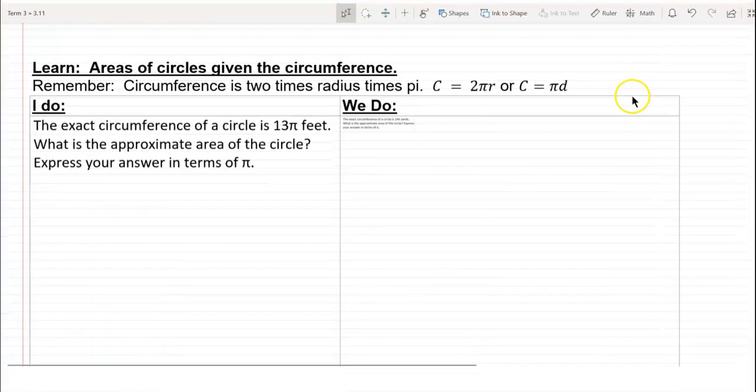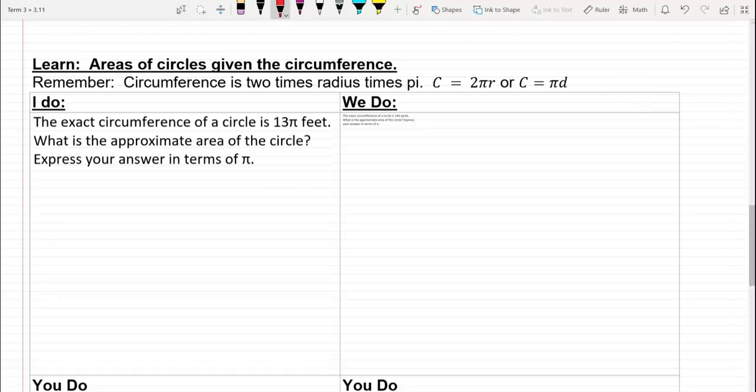All right, students, so let's move on to the next section, which happens to be find the area when you're given the circumference. So just a quick reminder that we need the radius to find the area of a circle or a semicircle because the formula involves using the radius. So what we're going to do here is we're going to use our circumference formula to find the radius, and then we will use that answer to find the area.